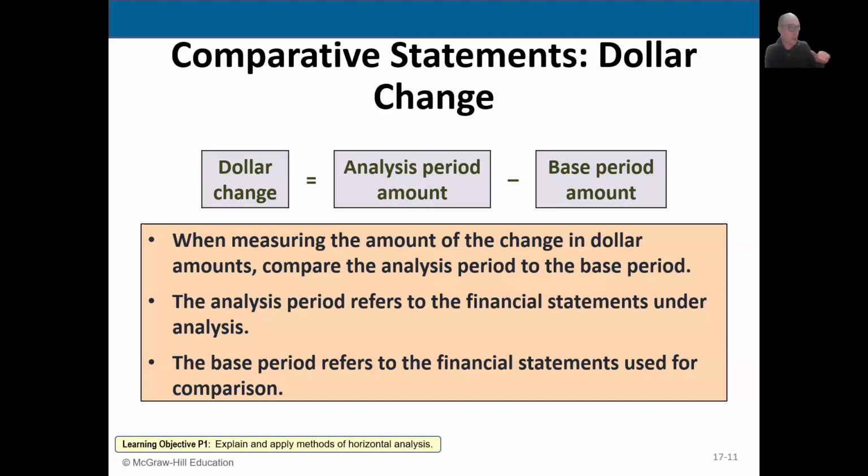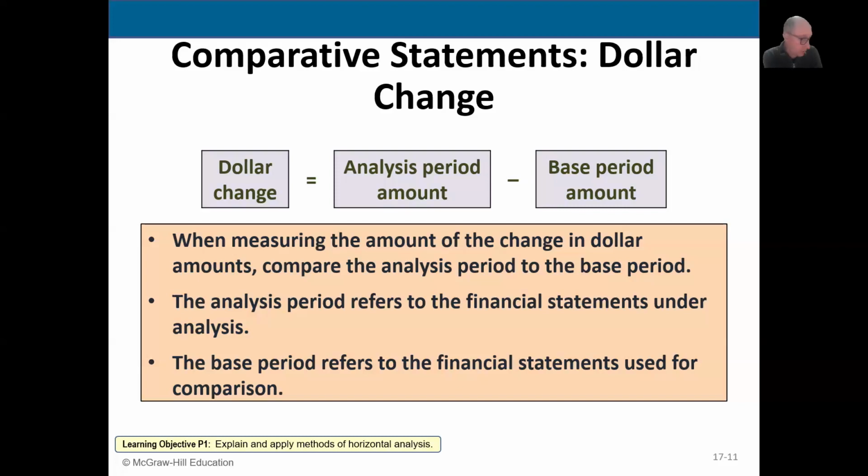And we do it for every line item on the income statement and every line item on the balance sheet. Again, it shows us the trends from year to year. So how do we do it? We look at the change in dollars and percentage. I want to know how much the change was in dollars from year to year for each line item on the balance sheet and the income statement. I also want to know percent change from year to year. So how do I do that?